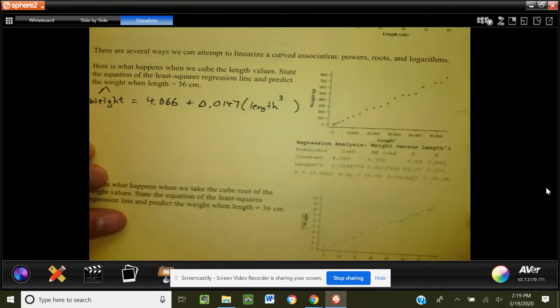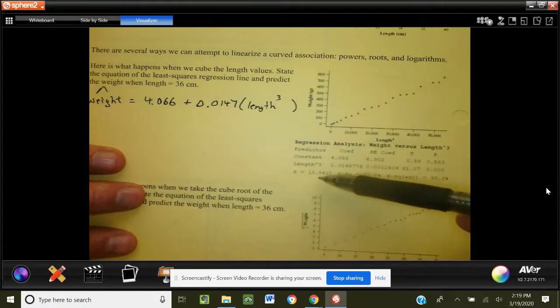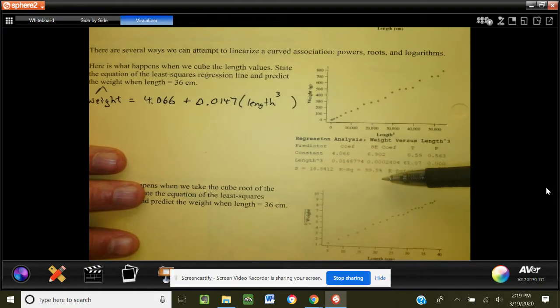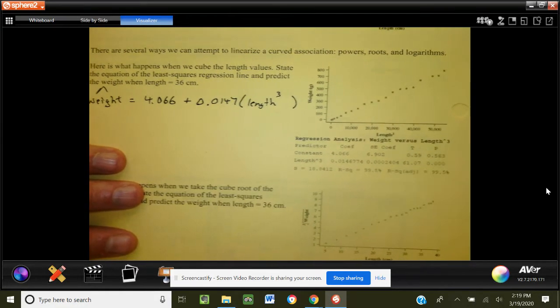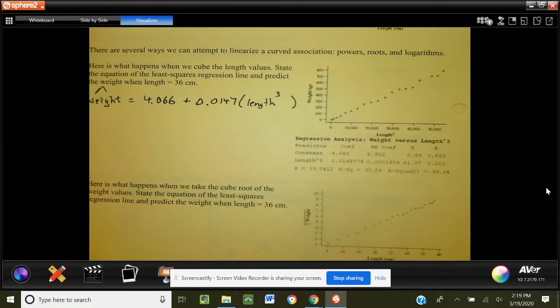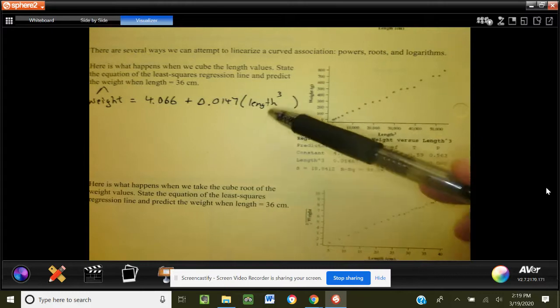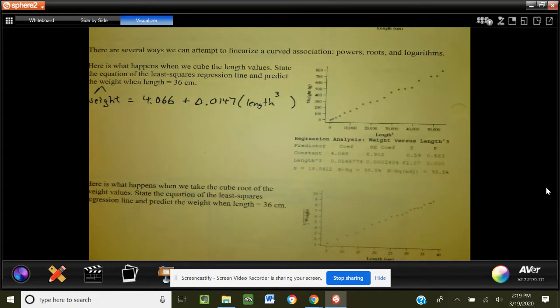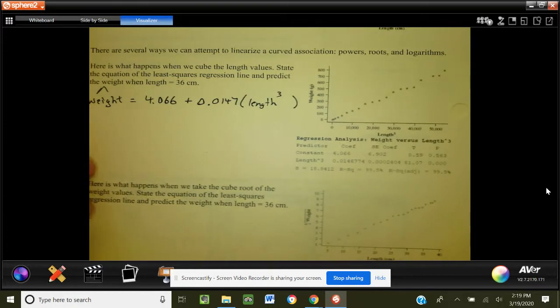Looks like a pretty strong linear model. Well, let's look at some of these things. Standard deviation of the residual, 18.81. Look at R squared. 99.5% of the variation in weight can be attributed to this model, versus length cubed. So bingo, looks like we're on to something here. Looks like a great way to linearize this particular model.